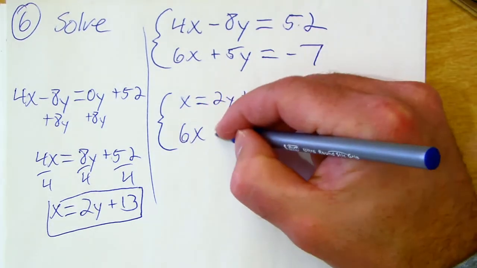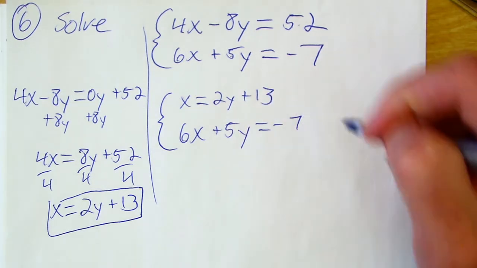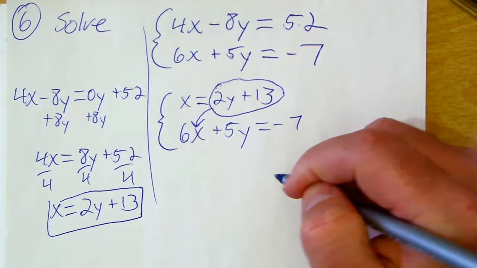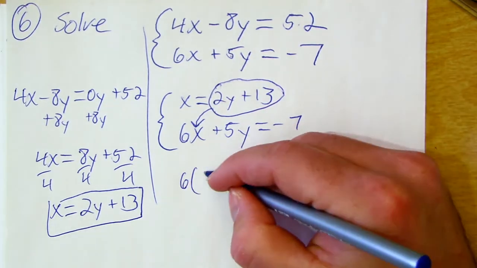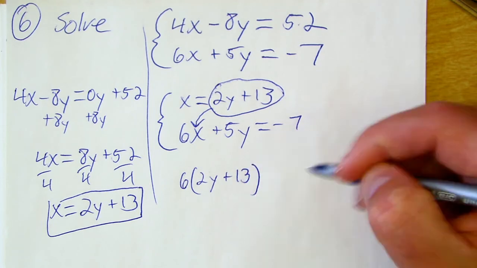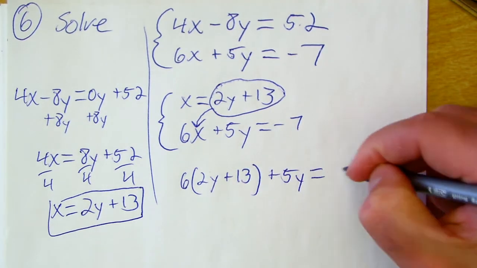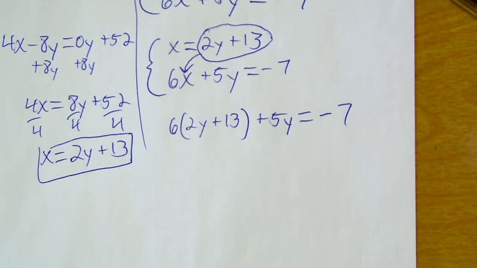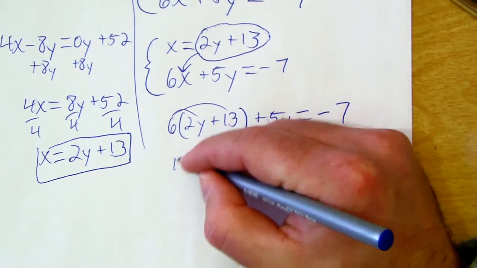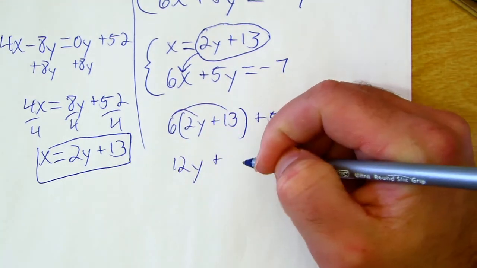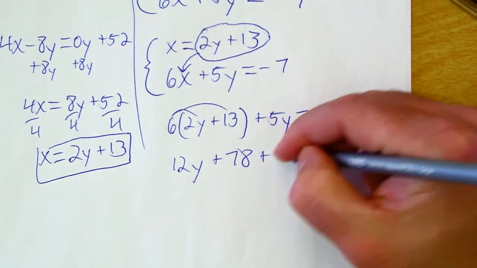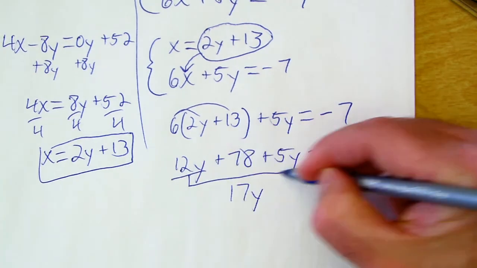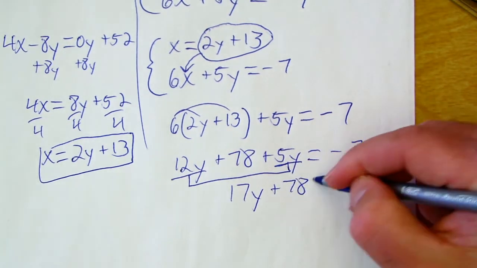Second equation stayed the same, 6x plus 5y equals negative 7. So I can take this 2y plus 13 and put it in for x in the second equation. So I got 6 times 2y plus 13, plus 5y equals negative 7. Distribute the 6. 12y and 5y is 17y plus 78 equals negative 7.